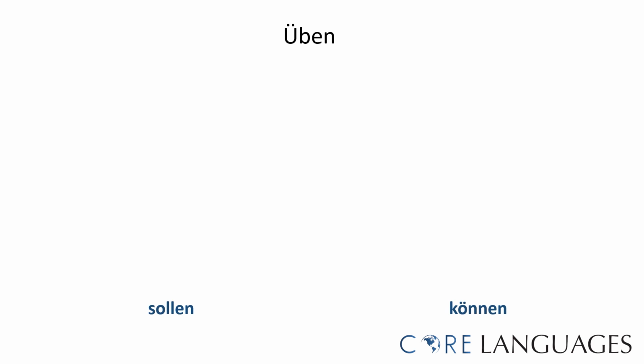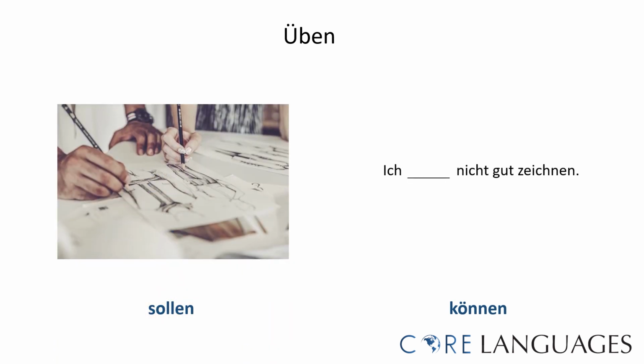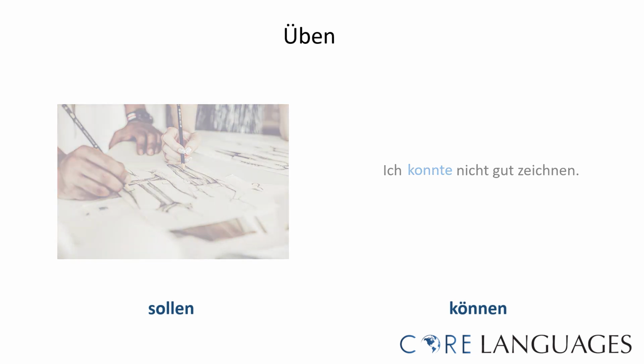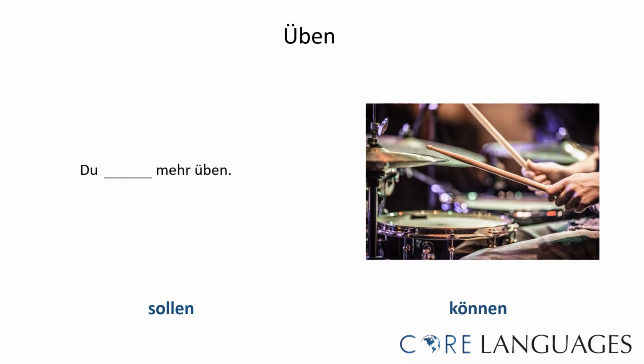And how about these two examples? Choose between sollen and können in the simple past. Ich nicht gut zeichnen. Ich konnte nicht gut zeichnen. I wasn't able to draw well, or I couldn't draw well. Du mehr üben. Du solltest mehr üben. You should practice more.